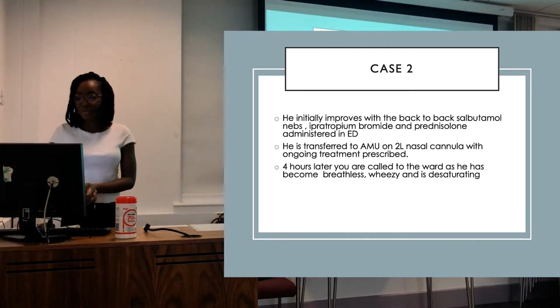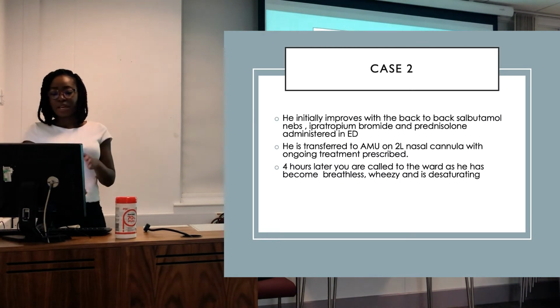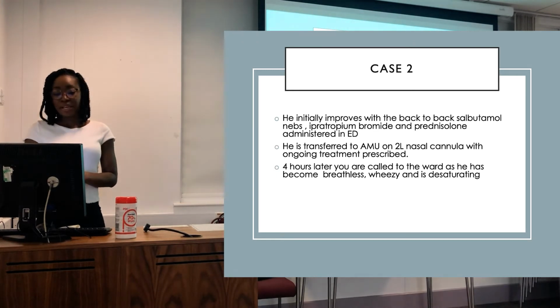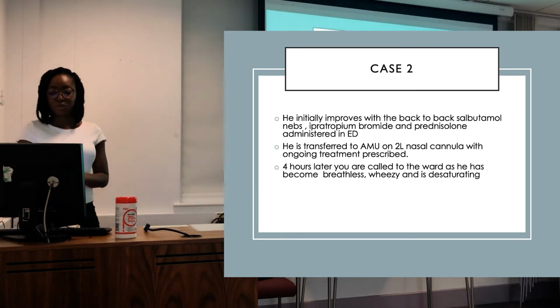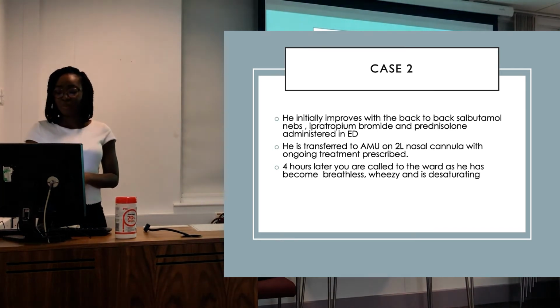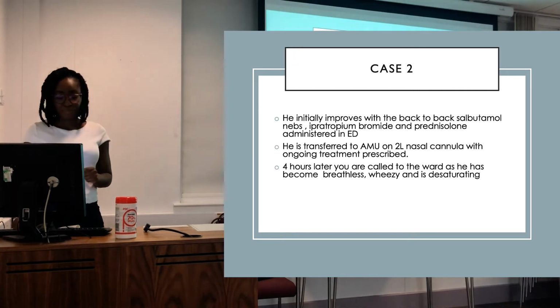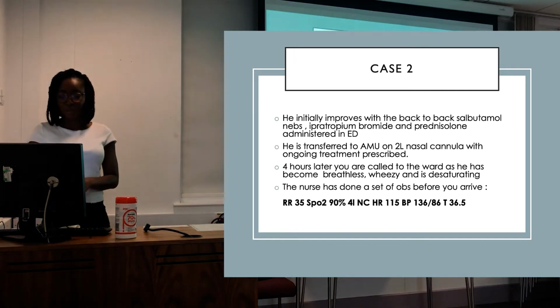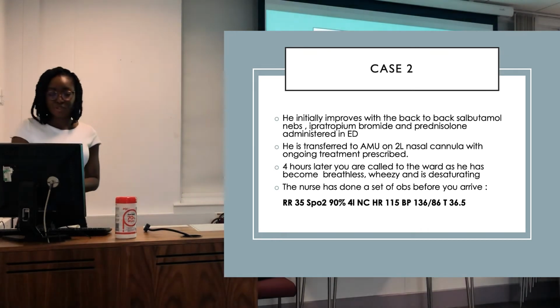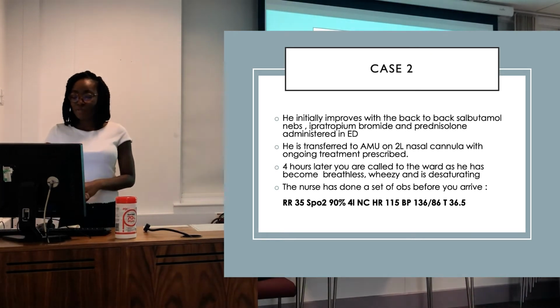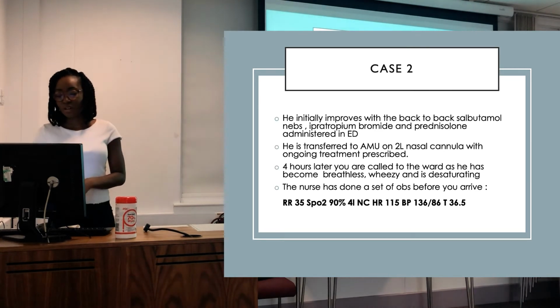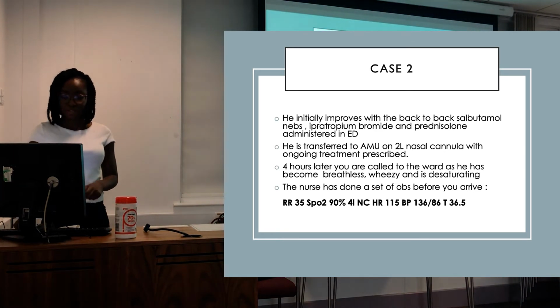So he initially improves with back-to-back salbutamol nebs, ipratropium bromide, and prednisolone, which is administered in ED. He's transferred to AMU on 2 litres nasal cannula with ongoing treatment prescribed. 4 hours later, you are called to the ward as he becomes breathless, wheezy, and is desaturating. The nurse has helpfully done some obs for you before you arrive. His respiratory rate is 35, his SATs are 90% on 4 litres, his heart rate is 115, and his blood pressure 136/86, and he's apyrexial.